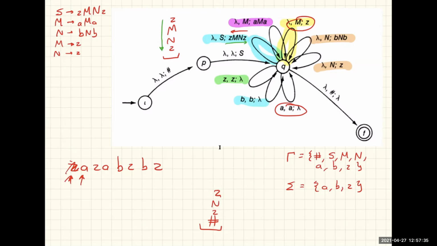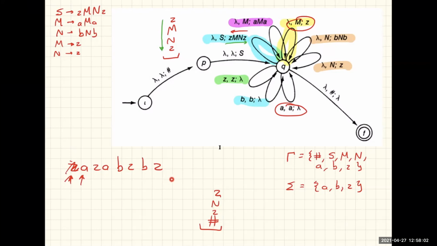In order to consume this Z, we need a rule that has here a Z and here a Z. We do not have that. Then it won't be possible to consume this A. And there are no other rules that deal with a Z at the top of the stack. So after this one, we cannot continue processing the string.